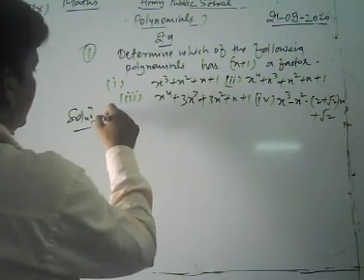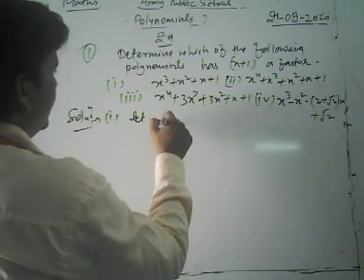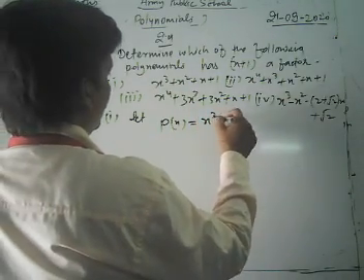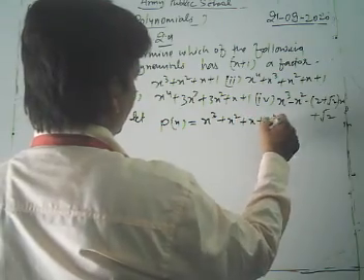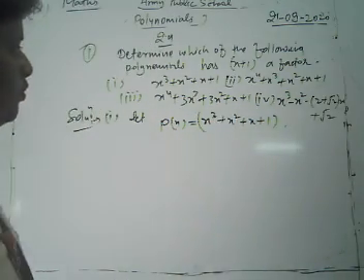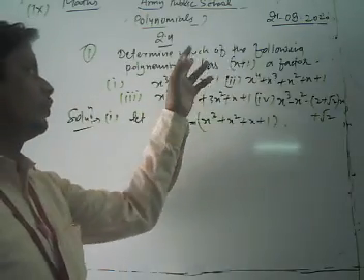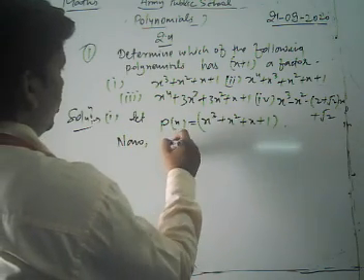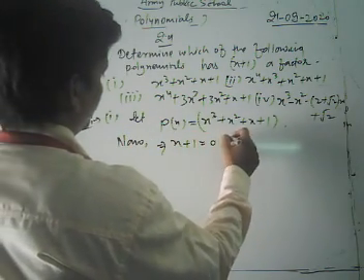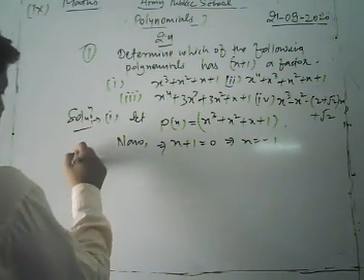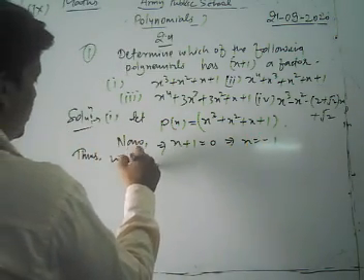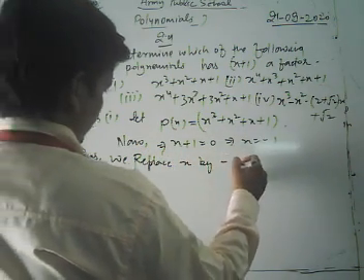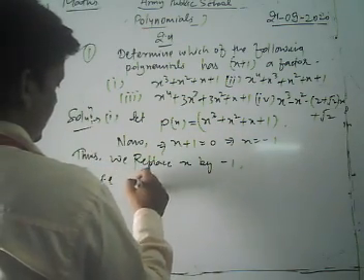First we take the first part of this question. Let the polynomial p(x) equal x cube plus x square plus x plus 1. This is the given polynomial. Now we determine whether x plus 1 is a factor. We take x plus 1 equal to 0, so x is equal to minus 1. Thus we replace x by minus 1, and the remainder is p(minus 1).